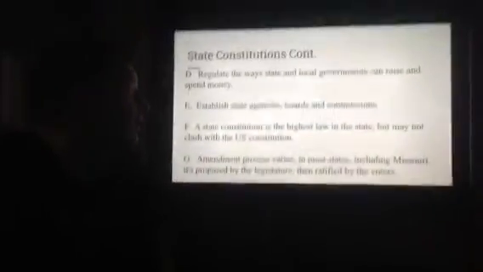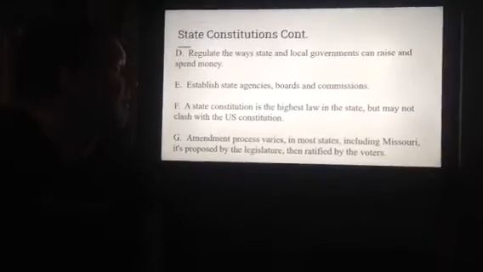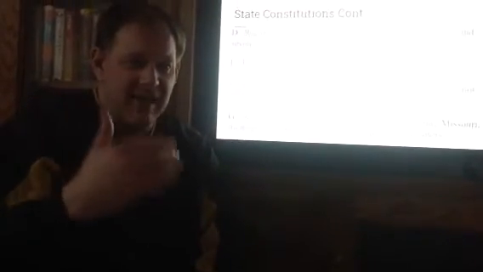Alright, so also, they regulate the way state and local governments can raise and spend money because, again, like we talked about, the local governments do not have their own system as the state government does. They establish state agencies, boards, and commissions. Also, the state constitution is the highest law in the state.